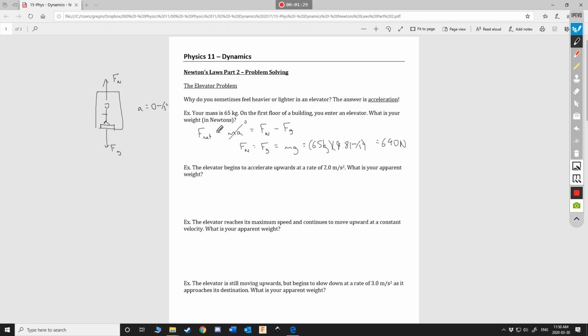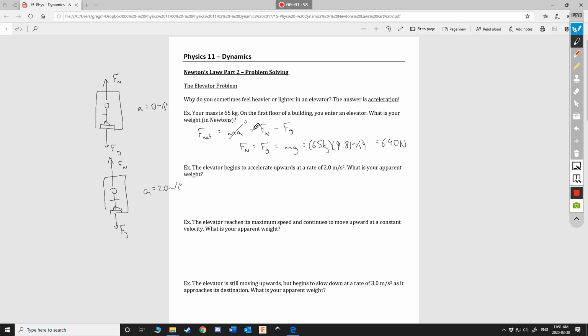The elevator is going to accelerate upwards. When it's accelerating upwards, a is equal to 2.0 meters per second squared. We still have that person inside, but now it's accelerating upwards. Force of gravity hasn't changed, but Fn must be bigger now. This makes sense because for it to accelerate upwards, it still has to support your weight of 640 newtons, but it has to have a little bit extra oomph to make us accelerate as well.